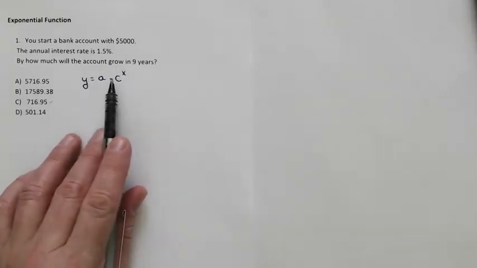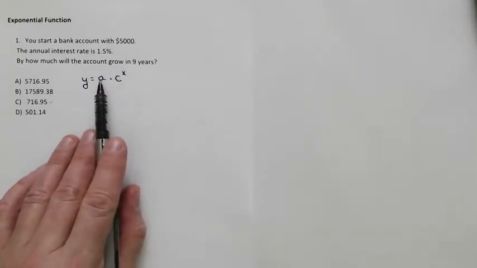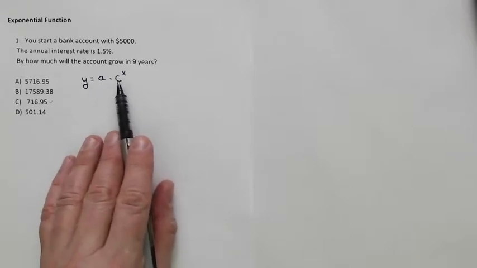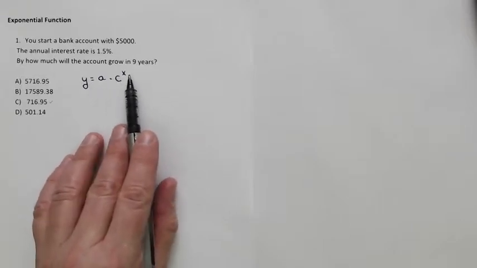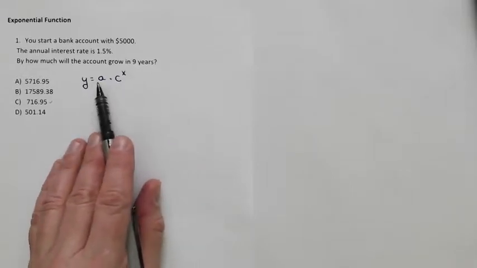So this is the base rule for the exponential function. A is the initial value, the amount you start with, and C is how it's changing. X, of course, is the amount of time that will pass, or the number of times that change will take place. The first thing we need to know, though, is what we're going to do for the C.